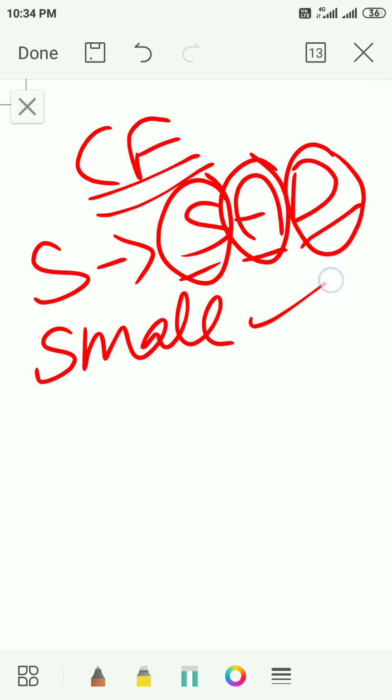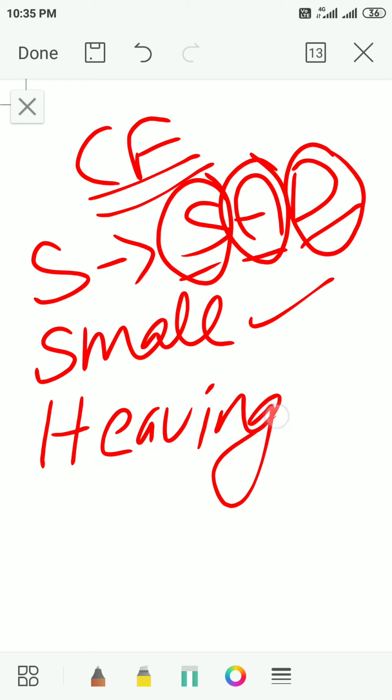Coming to the clinical findings, the patient will be having a low volume or small volume pulse. Next, the patient will be having a heaving apical impulse. As you know, this is a pressure overload condition, so the apical impulse will be heaving, that is, it will be localized to one intercostal space and it will lift your finger.